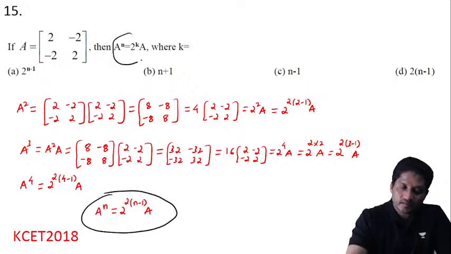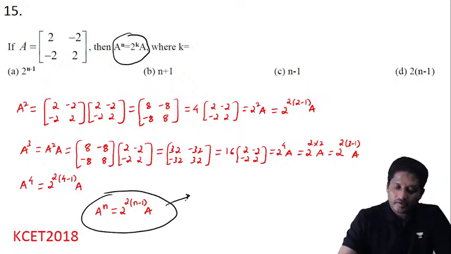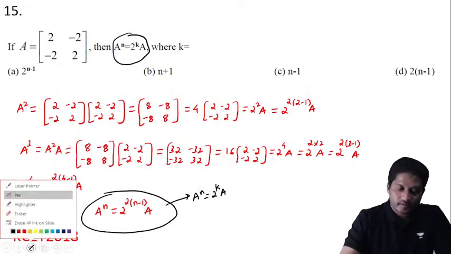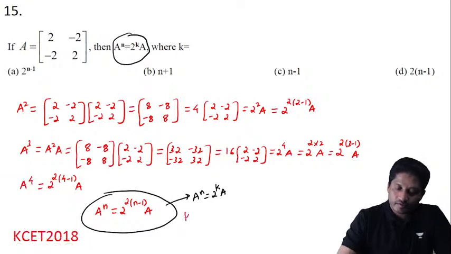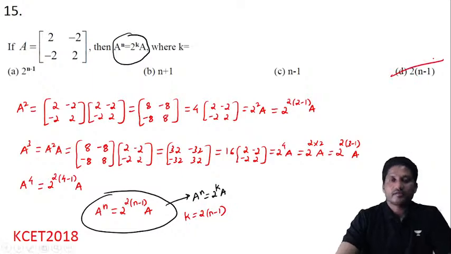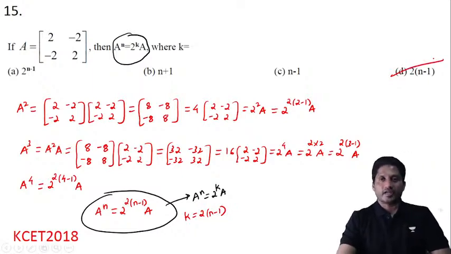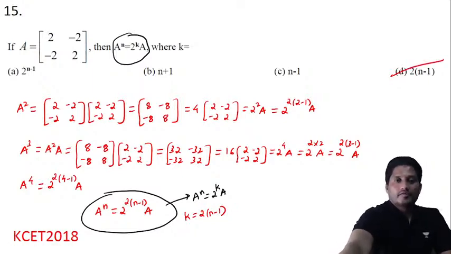Now if I compare this and this, if you compare as A to the power of n is equal to 2 power k into A, supposed to find out what's the value of k. Value of k will be equal to 2 into n minus 1. That is the last option. Right? Good question, 2018 problem. Let's move to the next question.